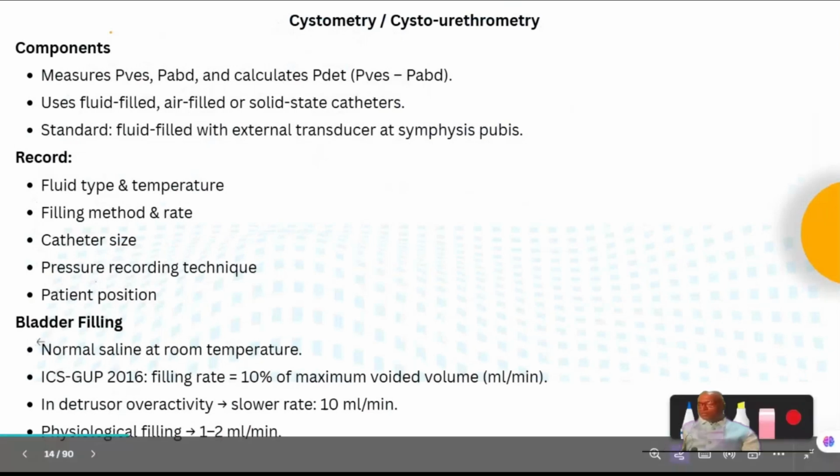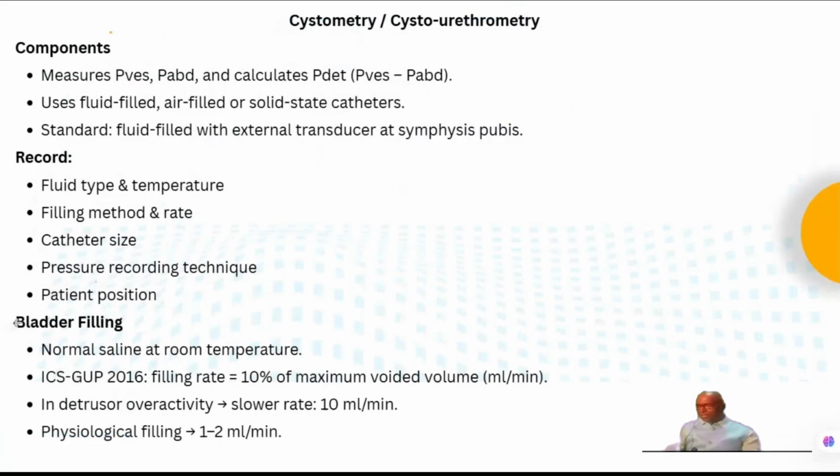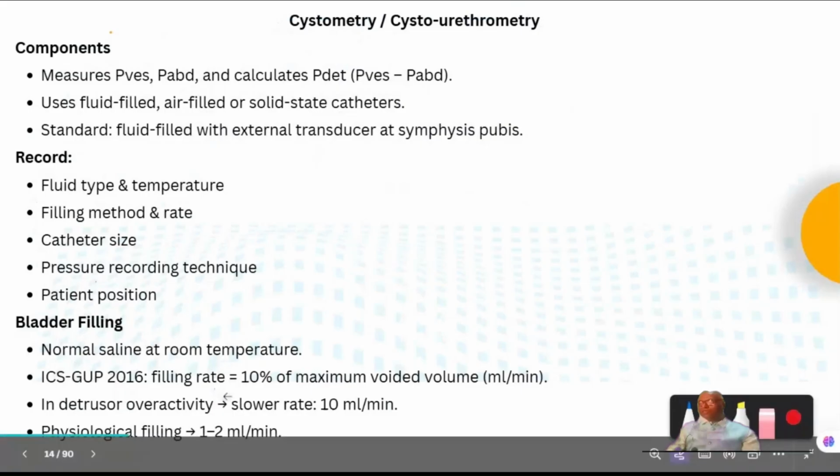Now what we do, we fill the bladder. In this cystometry, we introduce the catheter and we fill the bladder. The solution which is used is normal saline at room temperature. And what is the filling rate? The filling rate is around 10% of the maximum voided volume. Whatever the maximum voided volume is, you have to take 10% of that, and that will be the filling rate.